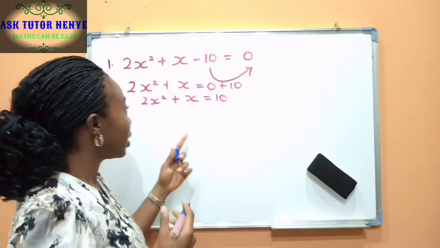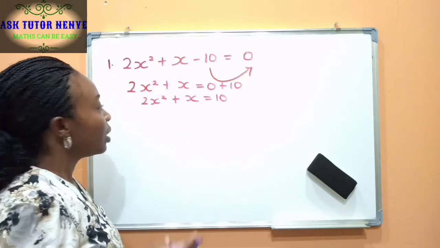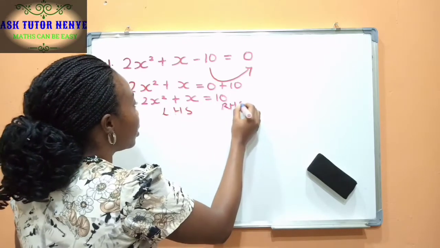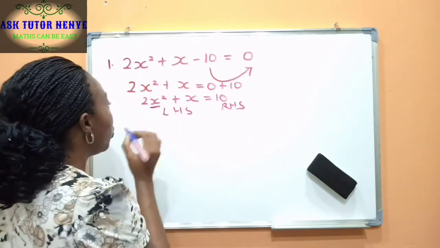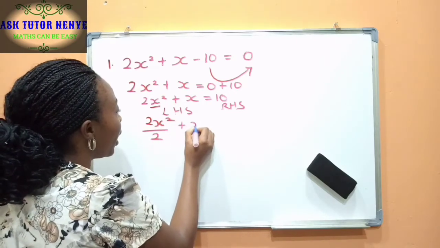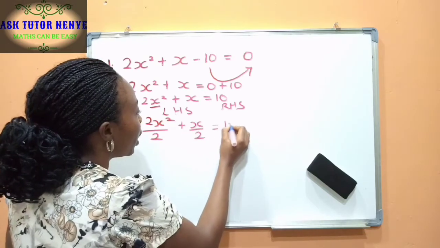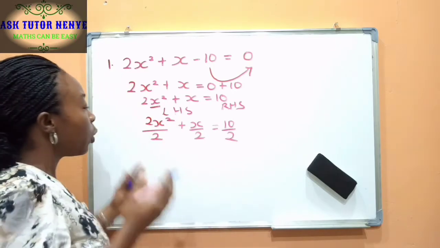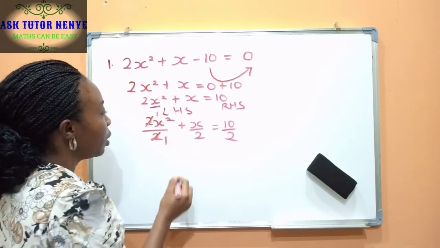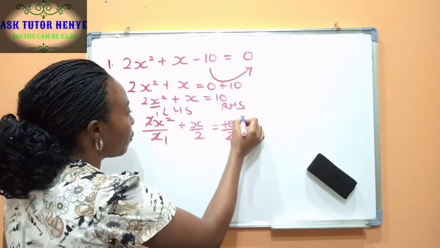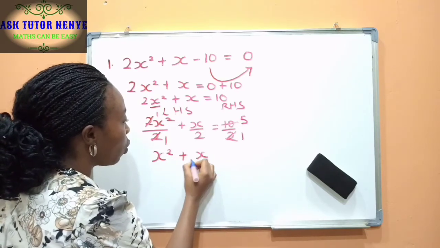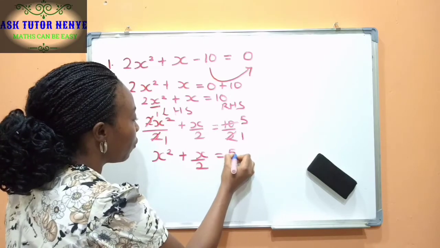Now that we have done that, the next step is to divide both sides, the left hand side and the right hand side, by the coefficient of x squared. When we do that, we are going to have 2x squared over 2 plus x over 2 equals 10 over 2. The coefficient is 2, the number before the variable. So 2 goes into 2 once, and 2 goes into 10 five times. So we have x squared plus x over 2 equals 5.